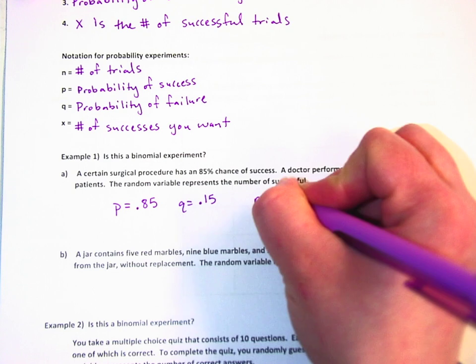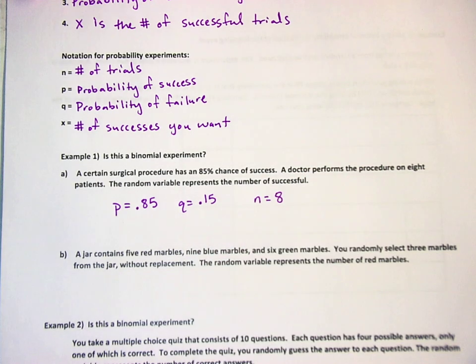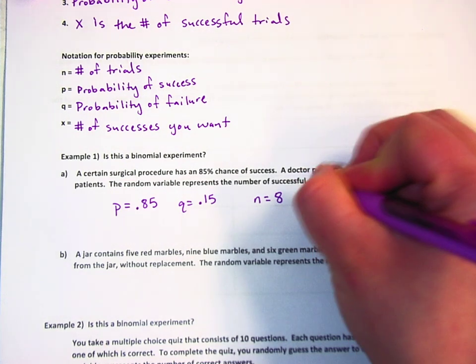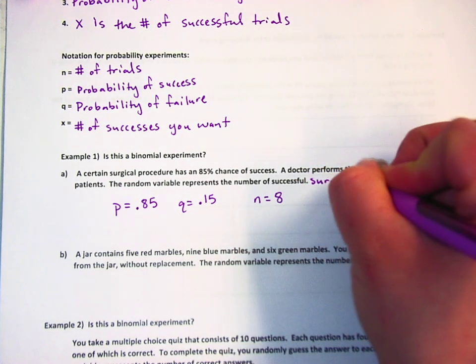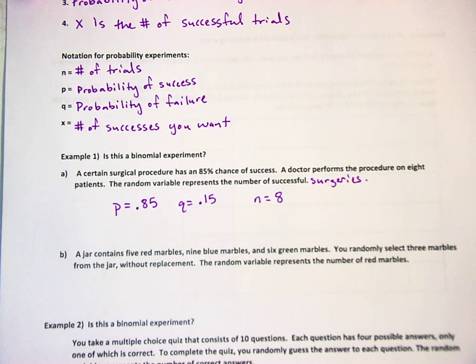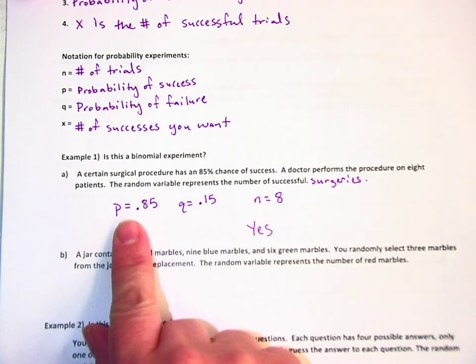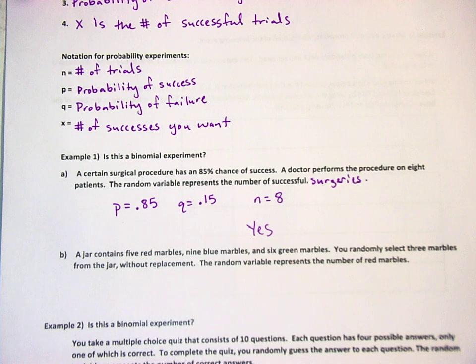So N is 8. The random variable represents the number of successful, didn't finish writing, successful surgeries, I guess. My bad. I wrote these notes. Yes, this is binomial. We can identify the probability of success, the probability of failure. How many times they're going to do the trial doesn't change.